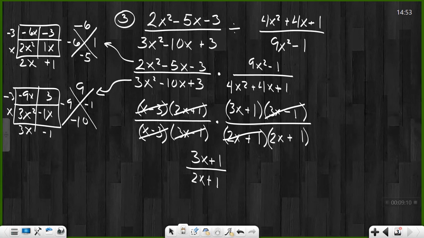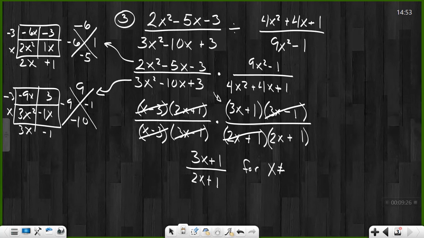All right, don't cancel anything from there. The x's you cannot cancel because there's no parentheses around those groups. And if there were, like it was up here, they were not the same group and you couldn't cancel them then. I do need to state my excluded values of x now to finish this off.